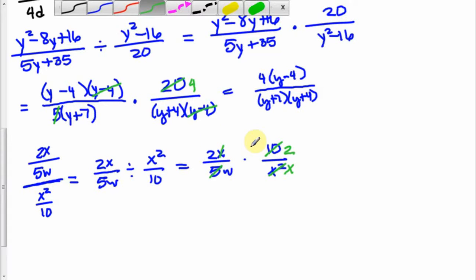The 2 and the w don't cancel because they're both in the numerator. Can't cancel them. Remember, it's any numerator and any denominator where you can do your cancelings. So here we go. Let's write our answer. 2 times 2 is 4, and w times x is wx.